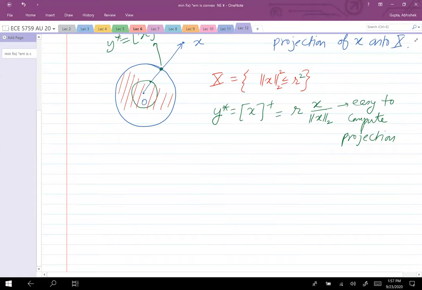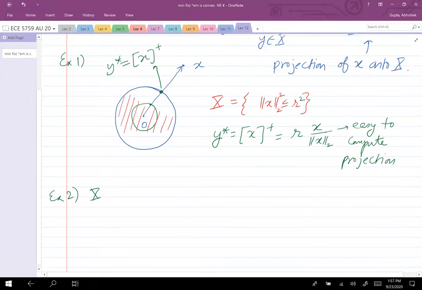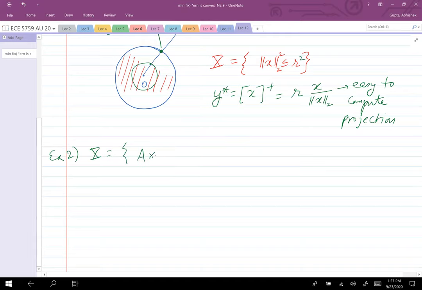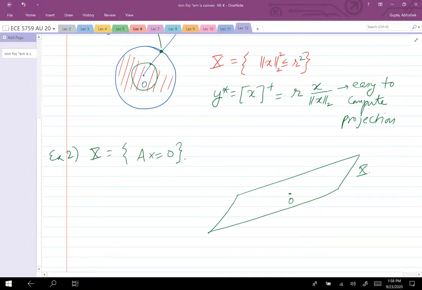Okay. So let's say I want to project. So I have Ax equal to 0. So this is example 1. This is example 2. So X is Ax equal to 0. Okay, so it looks like a hyperplane passing through the origin. This is my origin, and this is the plane. This hyperplane is basically my set capital X.